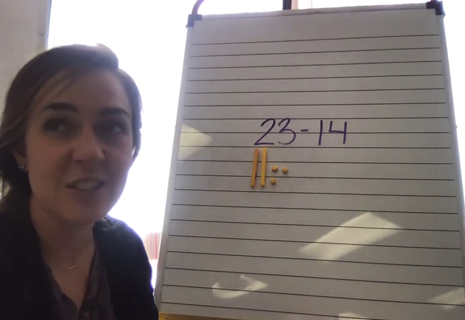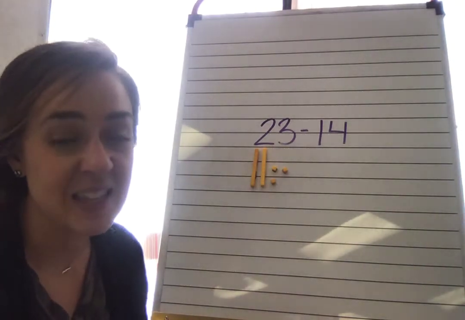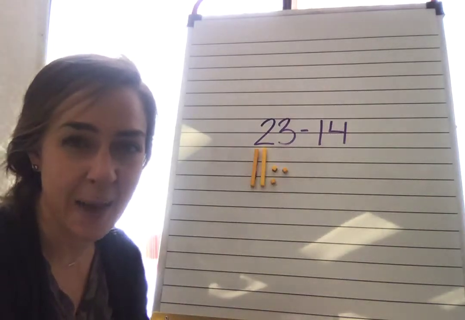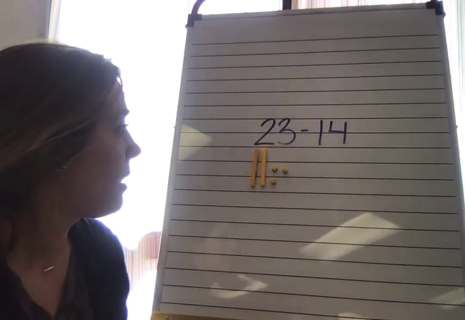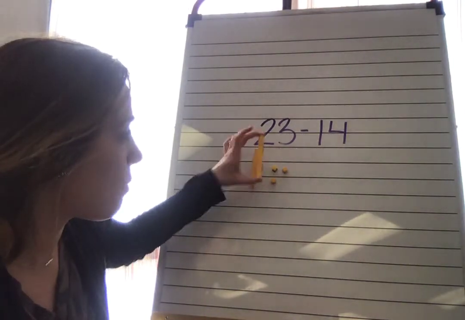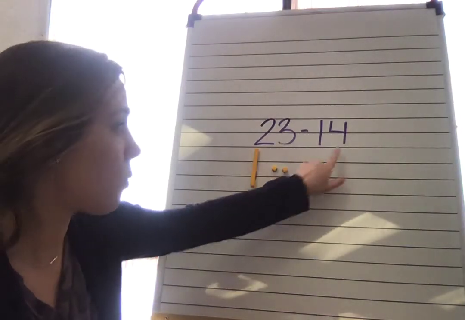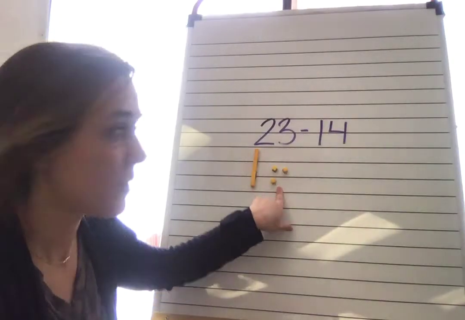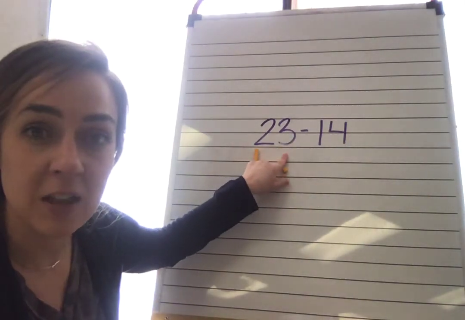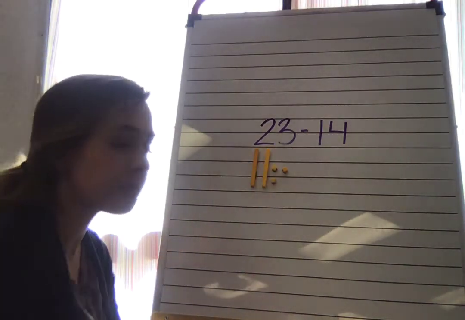But there's something going on with this problem that's not going to make that as easy as it was yesterday. Do you notice what's happening? I want to take away 14. So if I take away one group of 10, but I don't have 4 ones to take away. My number in my ones place here is bigger than my number in the ones place here, so I have to do something called borrowing.